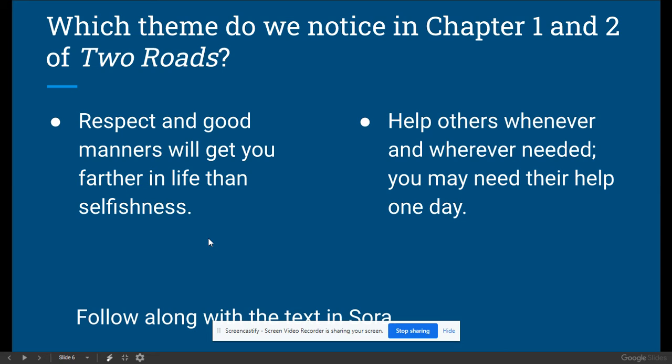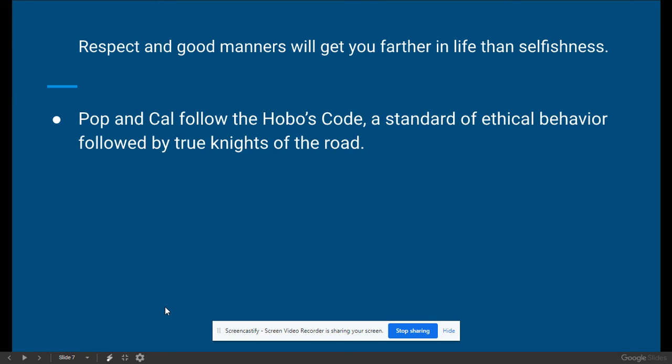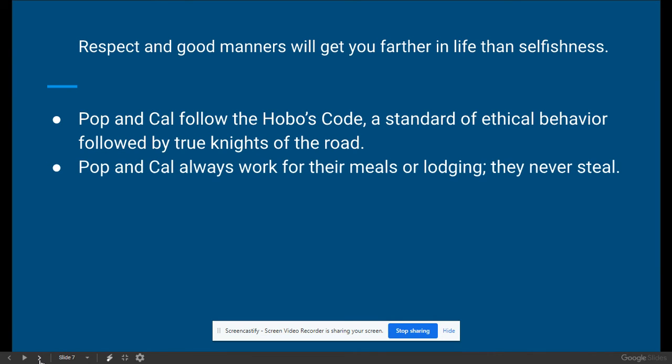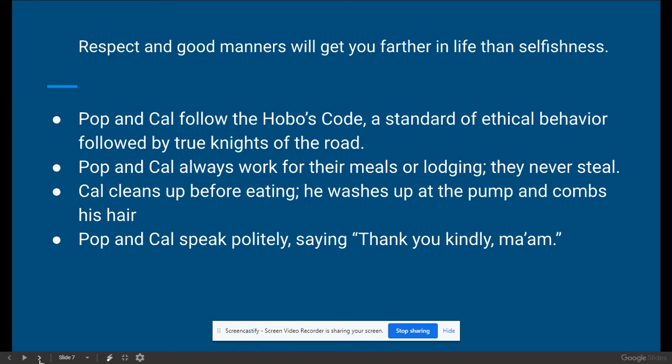So if we reflect on the very beginning of 2 Roads, chapters 1 and 2 specifically, we would see that the theme that is prominent there is that respect and good manners will get you farther in life than selfishness. And text evidence from those 2 chapters: Pop and Cal follow the Hobo's Code, a standard of ethical behavior, followed by true knights of the road. Pop and Cal always work for their meals or lodging. They never steal. Cal cleans up before eating. He washes at the pump and combs his hair. Pop and Cal speak politely, saying thank you and thank you kindly, ma'am.